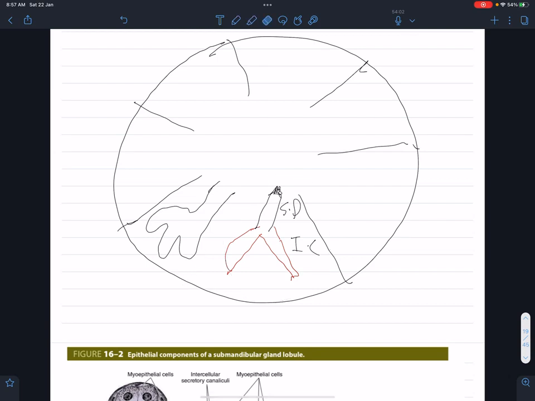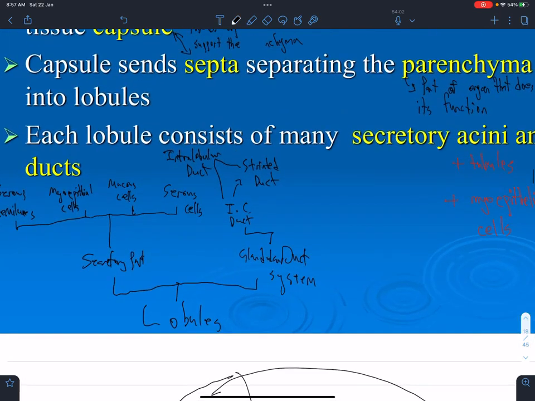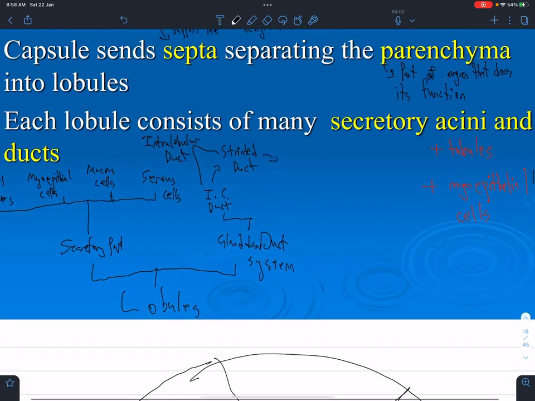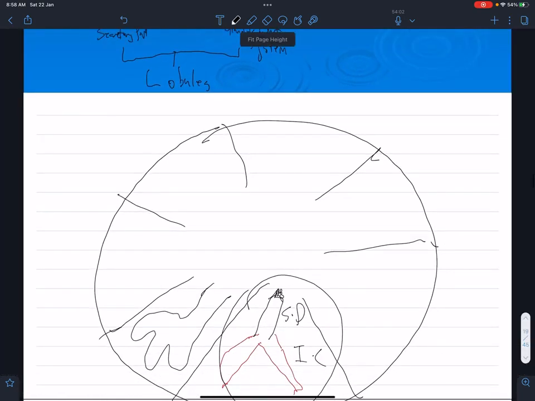Now these intralobular ducts are going to be draining into the next duct, okay? Which is called the interlobular duct. Not intra, interlobular ducts. And from their names, these interlobular ducts, they're the ones that are going to be found in between the lobules. So we're going to draw it in a blue color.